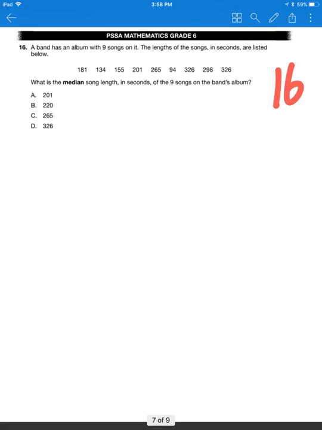Next page. Number 16. A band has an album with 9 songs on it. The length of the songs in seconds are listed below. What is the median song length in seconds of the 9 songs? All right, so remember, to find the median, put them in least to greatest order. By the way, if you don't and you pick 265, you see that answer right there? Wrong. They just tricked you. So remember, I'm going to put them in least to greatest order first. Okay, so let's start. I'll pause it while I do that.